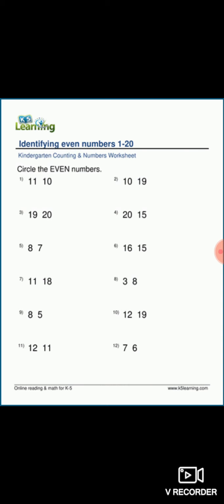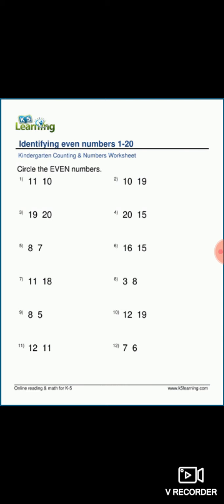And the last activity is circle the even number. Only you have to find out the even number. See the first one, the numbers 11 and 10 are given, which is even? 10, because the last number ends with 0, so it is an even number. And the next one, 10 and 19 are given, which is even? 10. The numbers 19 and 20 are given, so the even number is 20.